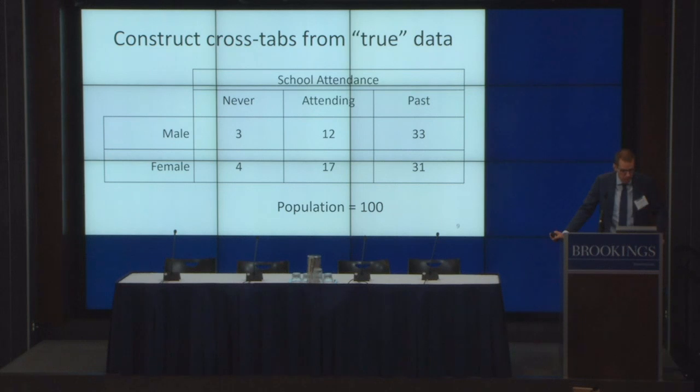Here you can see that cross-tab. So we have 3 males who have never attended school, 4 females who have never attended school, and the population of this survey is 100.